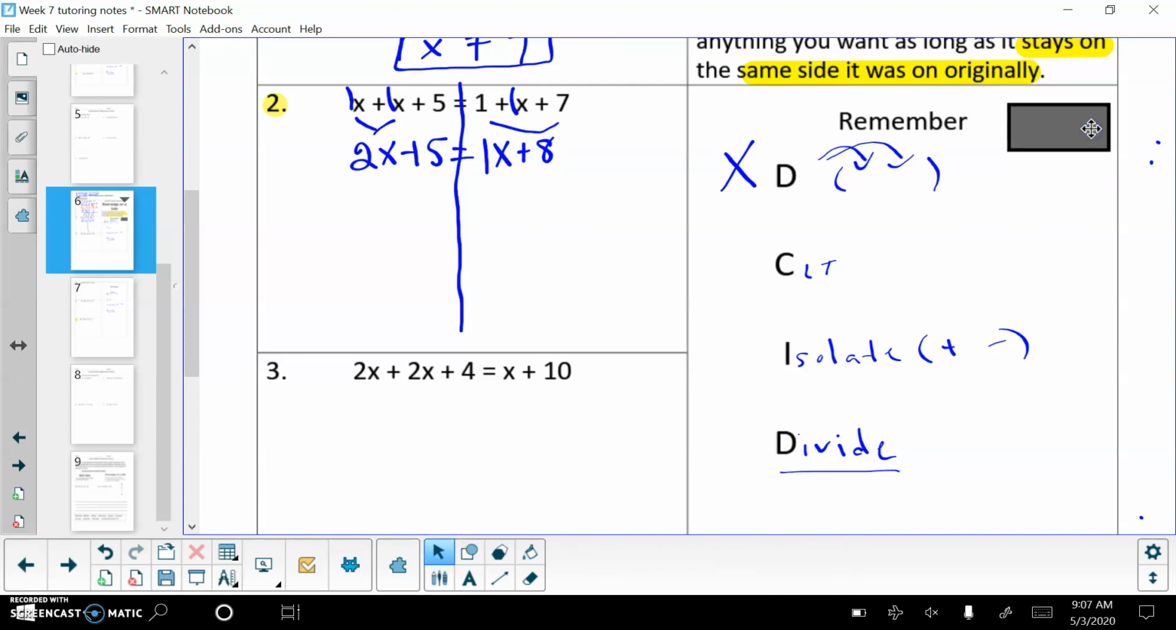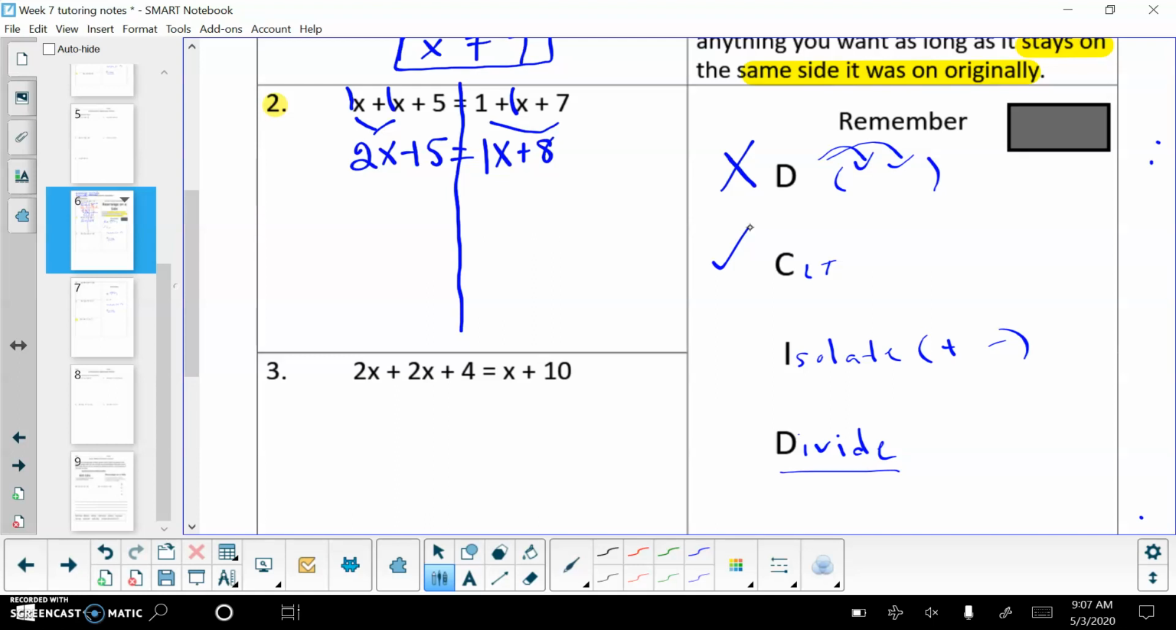I have just now done the combining step. So the combining like terms, and notice this time we had combining on both sides. On the left side, we combined the variables with the x's. On the right side, we combined the constants, the numbers without the x's. Okay. Now I'm going to go to the isolate step.